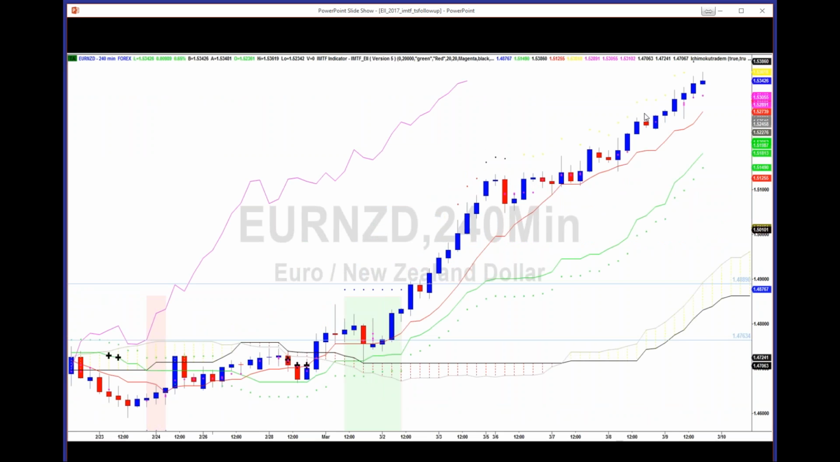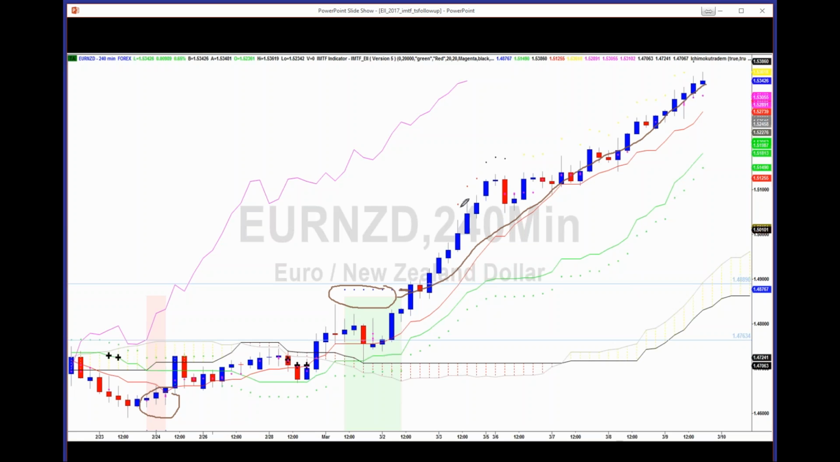This is the Euro New Zealand. This is one of the hottest currencies right now. On a 240 minute, look what happened here. You had a red zone here that failed. Then you had the next zone that came up was green. You place the order at the blue dots here. This broke out, and you could look at it. You're still in this trade here, okay?